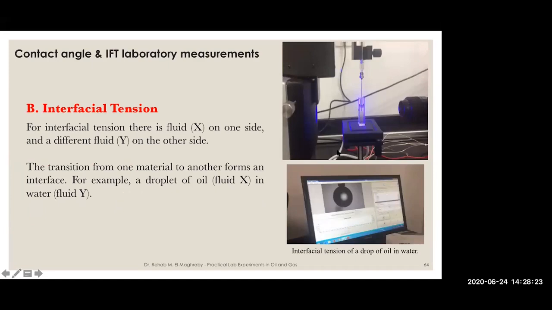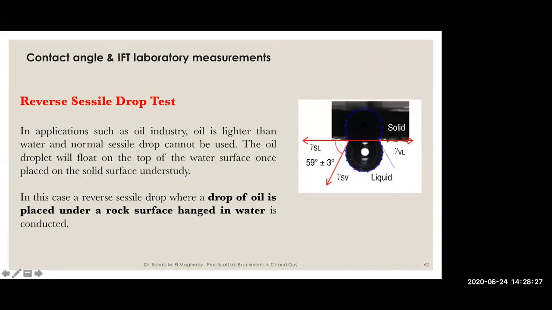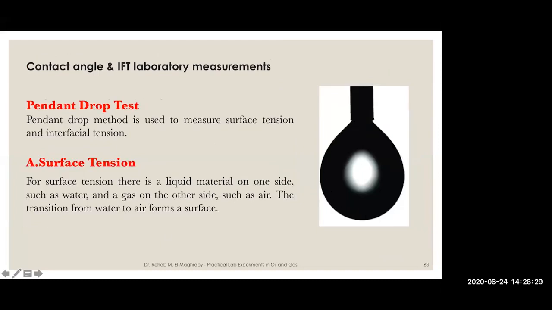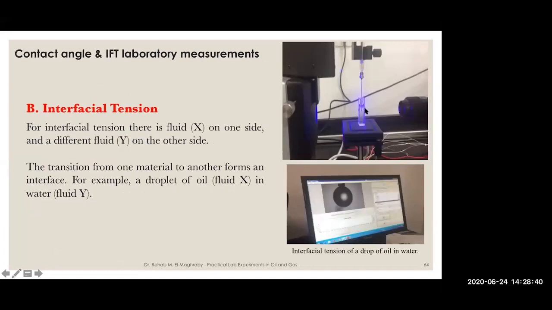As you can see here, I would like you to look that it is like a teardrop. It should be like a teardrop. It cannot be a ball, otherwise the correlation will be wrong. In this device, you can see a cuvette containing water, and a small drop of oil injected in it, and you want to measure the interfacial tension.